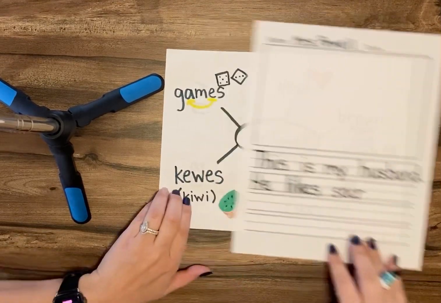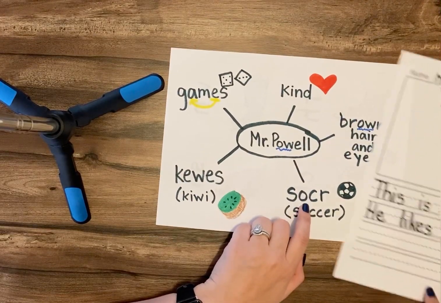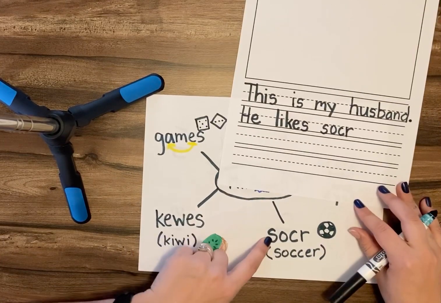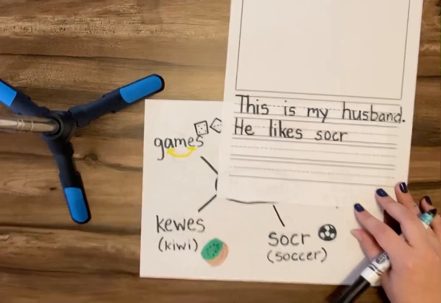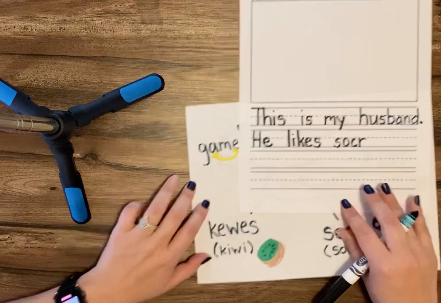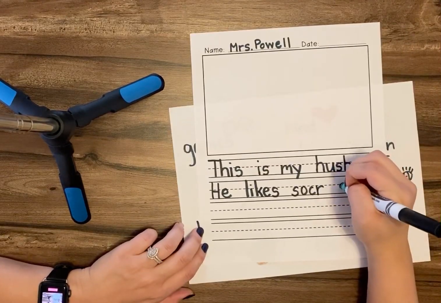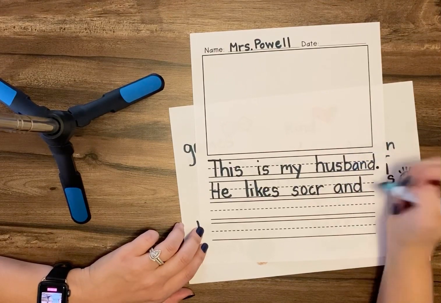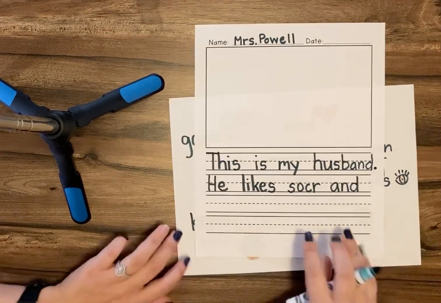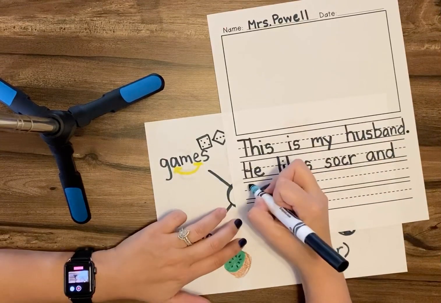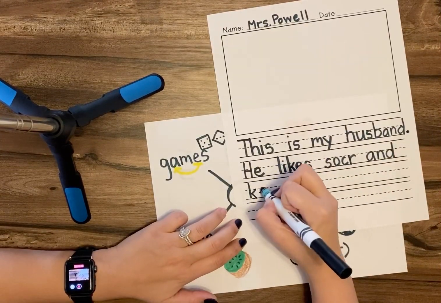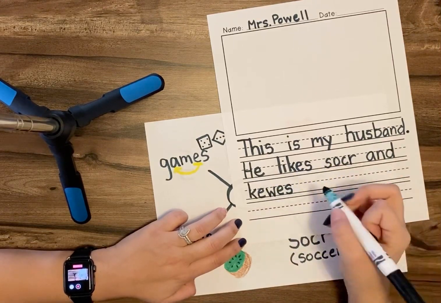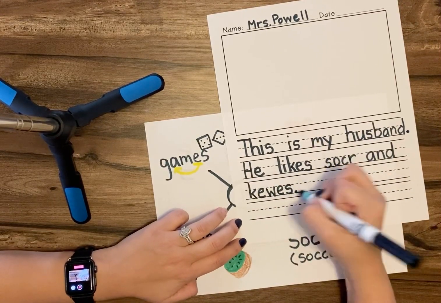I don't have to sound them out again because I already sounded them out on my chart. So this chart made my writing faster because I could check back on my chart of how I spelled it. He likes soccer and A-N-D spells and. Woo! He likes soccer and kiwis. A period at the end.